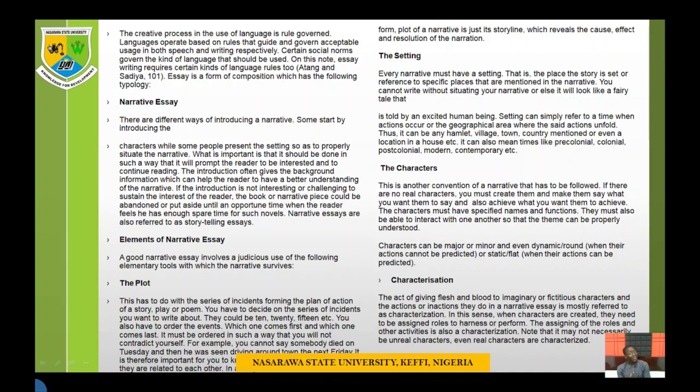But talking about character in a narrative essay, we're referring to someone or something. Okay, it mustn't be a human being. A character in a story must not be a human being. Characters can be animals, they can be objects, they can even be ideas.